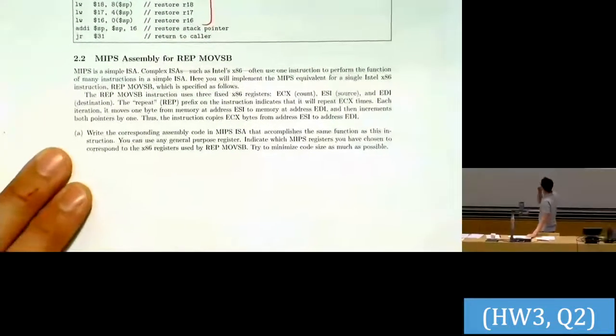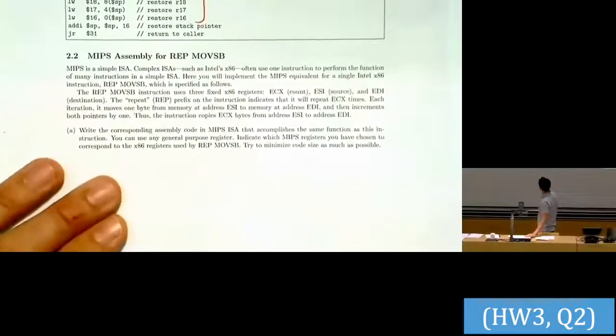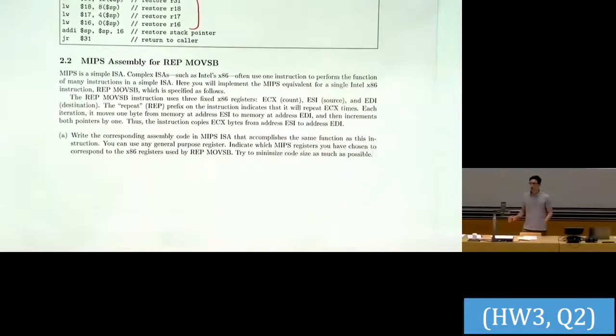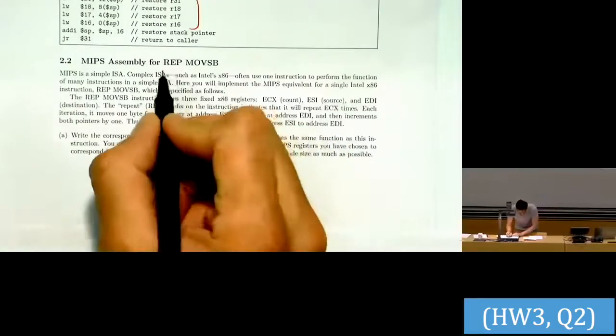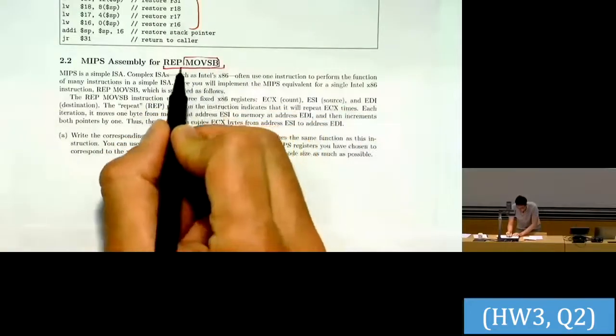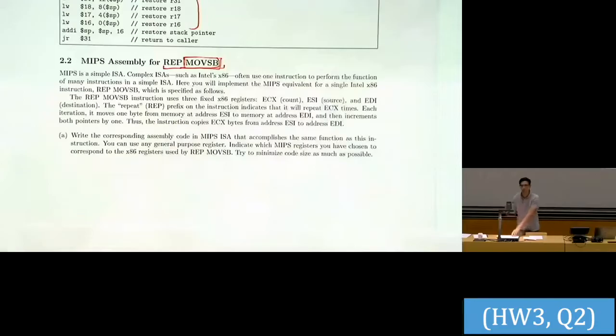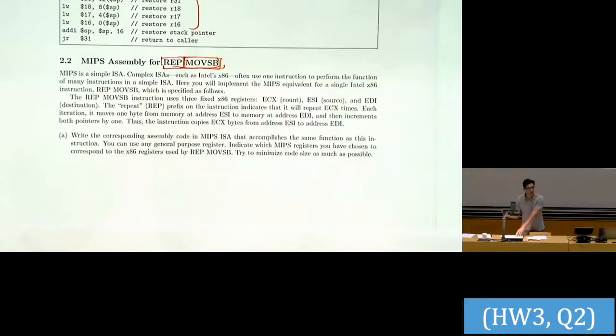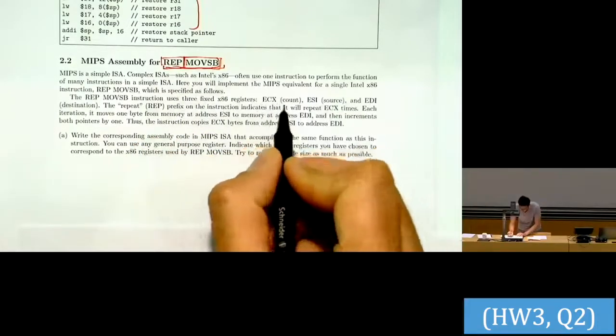And here, MIPS assembly for rep movsb. So here we are asked to write some MIPS code that is going to do essentially what one x86 instruction does. And this x86 instruction is this rep movsb. The movsb part means that we are moving bytes, and the rep part means that this is going to be repeated several times. This instruction has 3 registers.